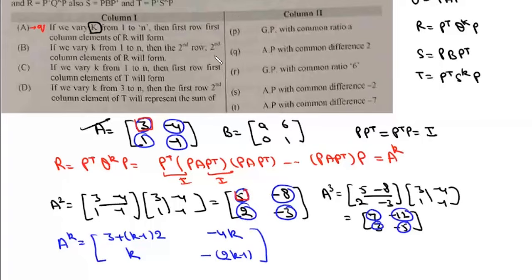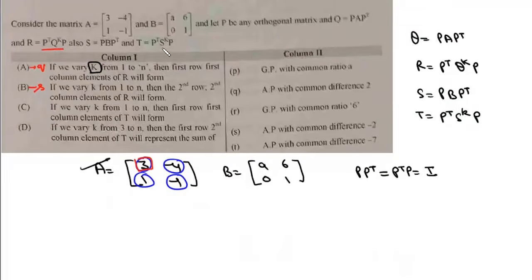And second row, second column is minus 1, minus 3. Now, this is an arithmetic progression with common difference of minus 2. So this B matches with S. Now, similar to R, they have defined this T, and this T will be P^T into S to the power K. So it will be nothing but B to the power K.